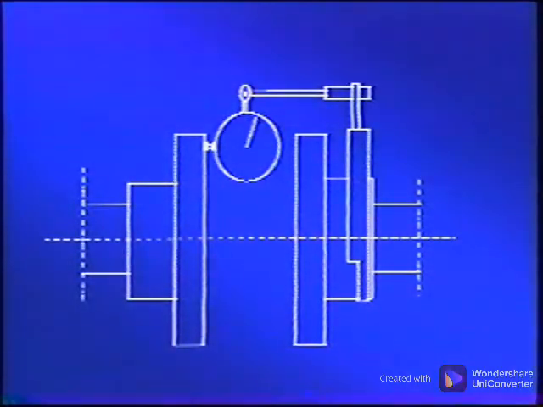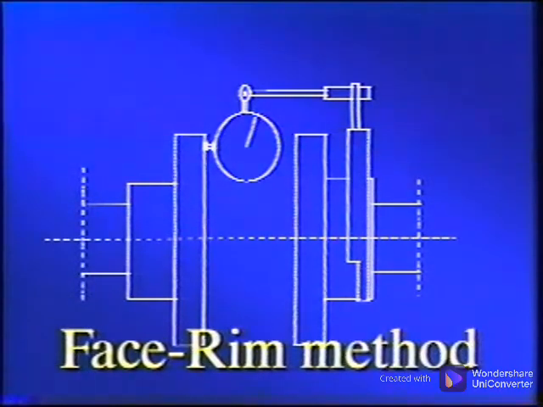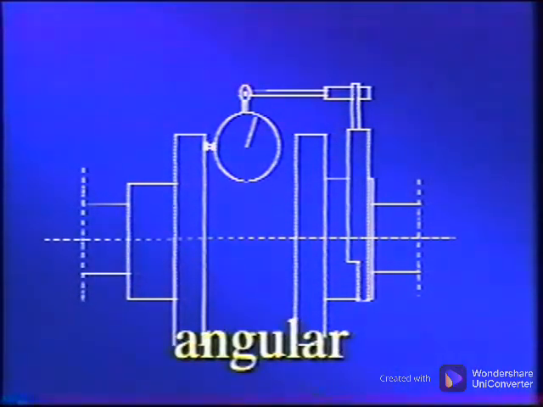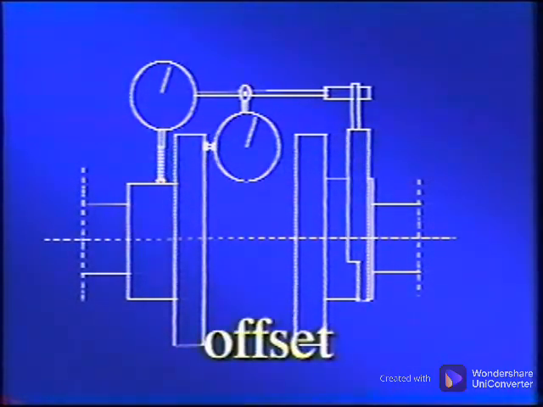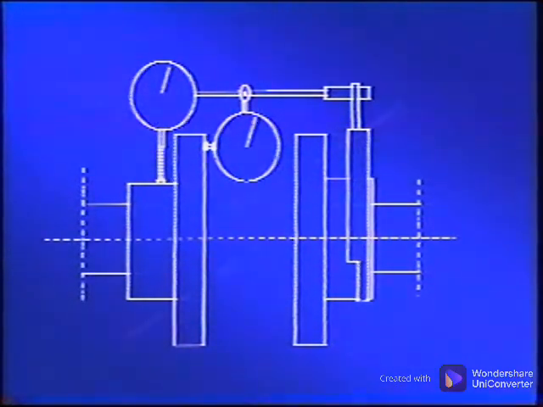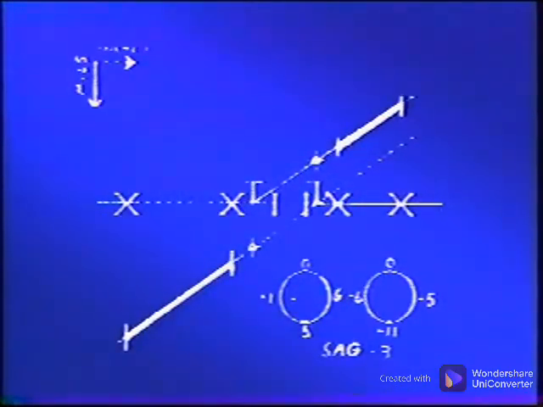When only one shaft can be rotated, the face rim method can be employed, which uses a dial indicator on the coupling face to measure angular misalignment and a dial indicator on the rim to measure the offset misalignment. The dial indicator readings are then graphically or mathematically projected to the machine feet to determine the required adjustment and shimming for each foot.